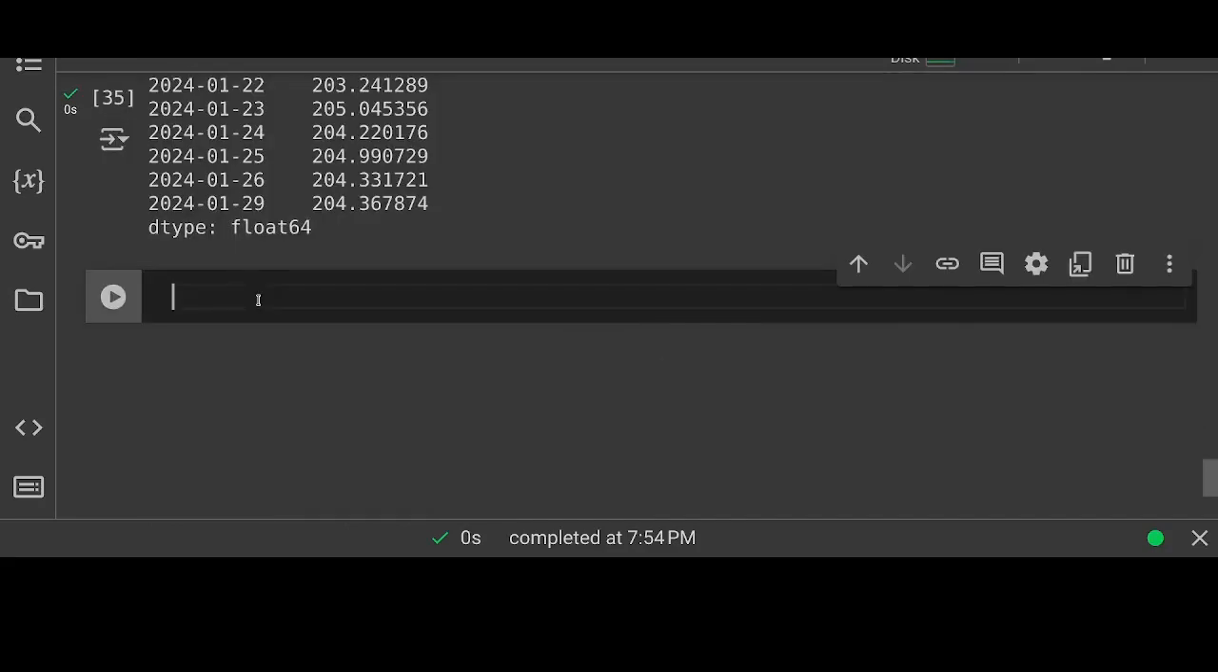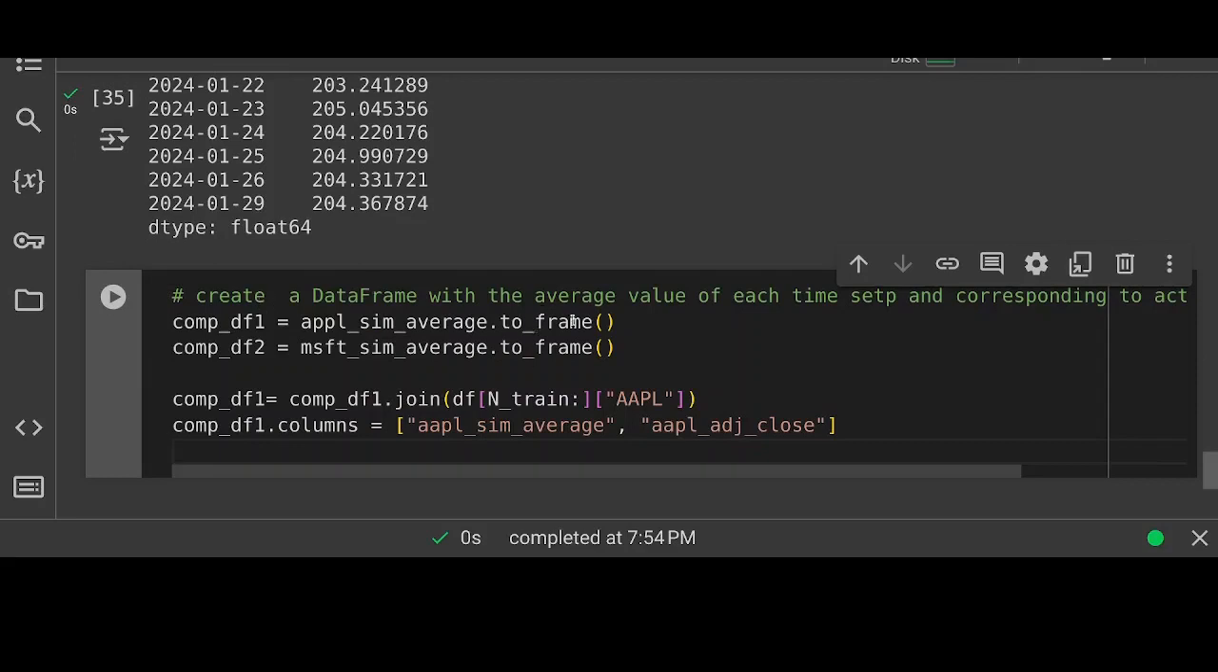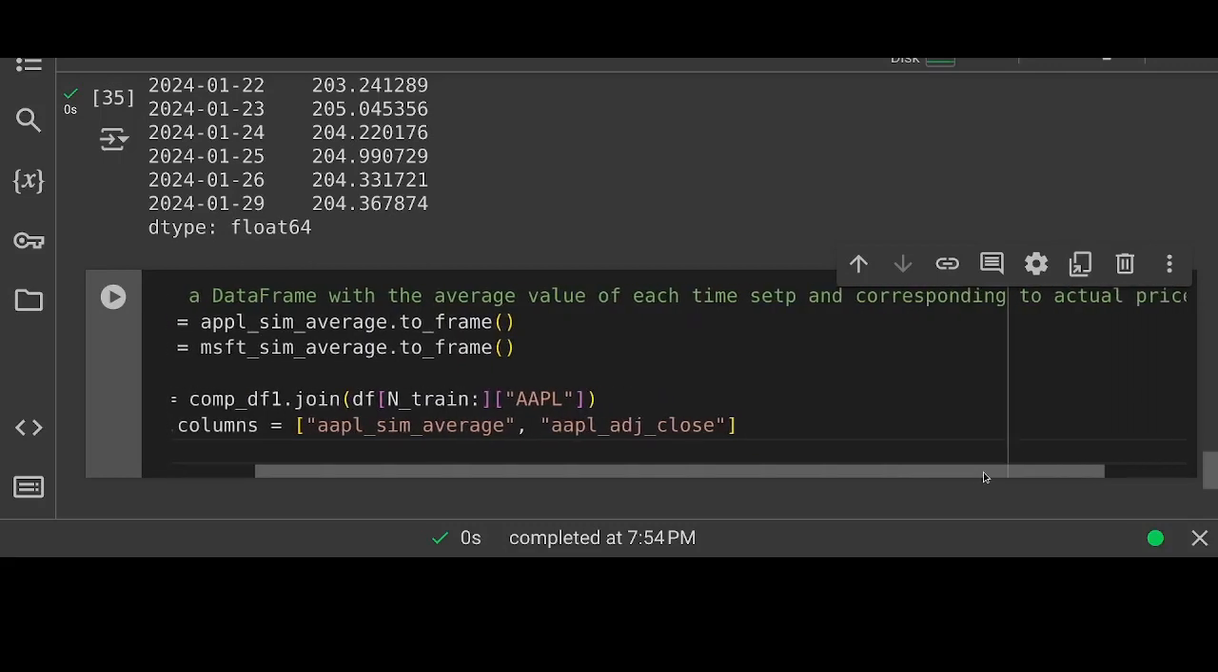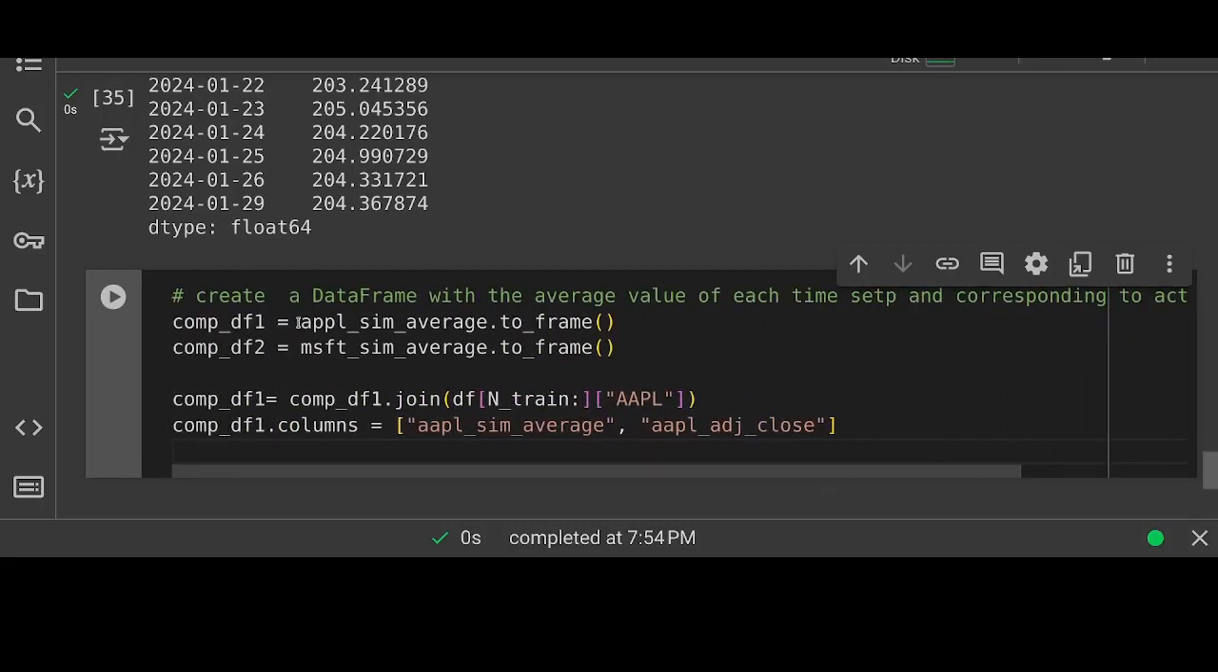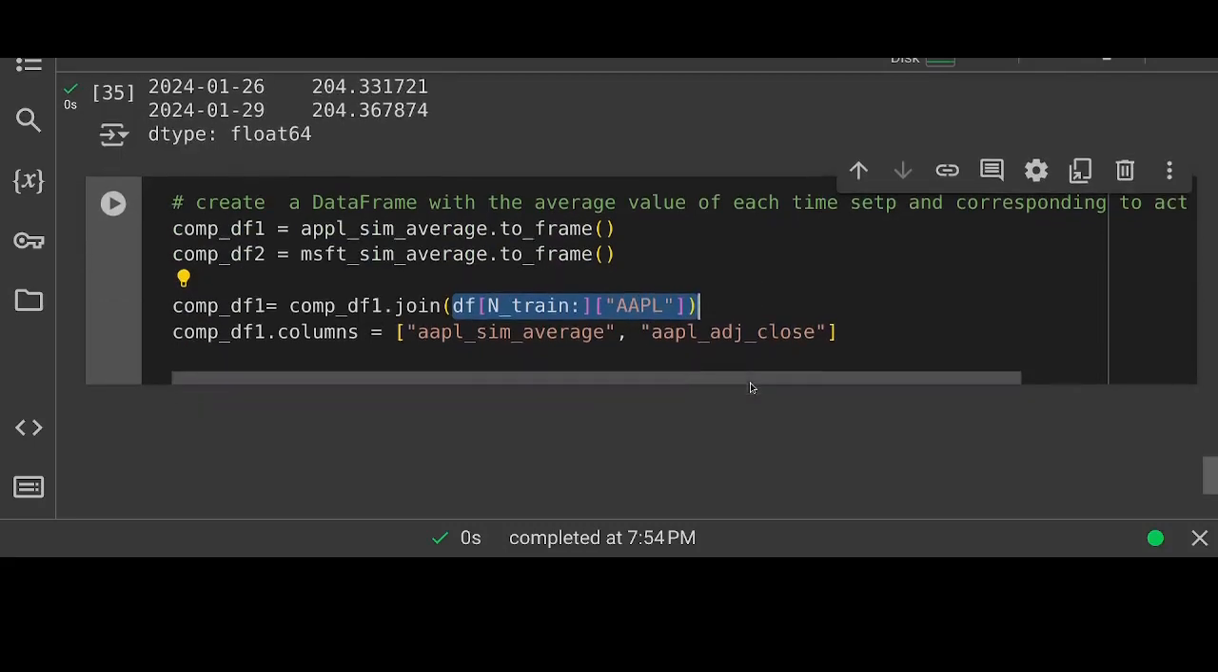So here, create a data frame with the average value of each time step and the corresponding actual price. Therefore, this is for Apple. Change it to a data frame. For Microsoft, change it to a data frame. Then join with the real, already observed price for Apple, and we will do the same for Microsoft.